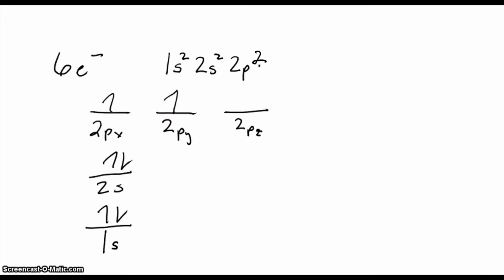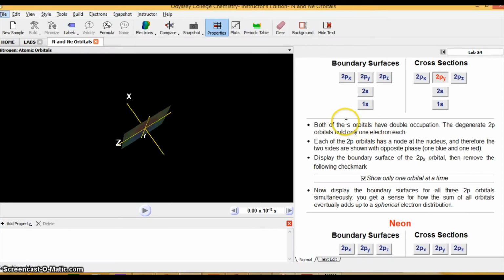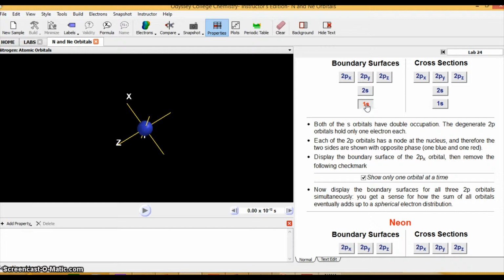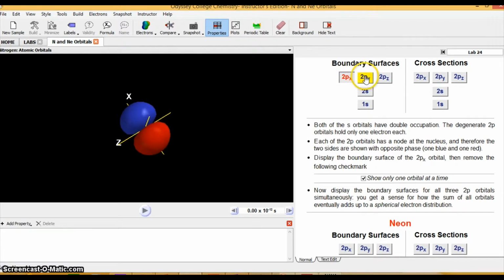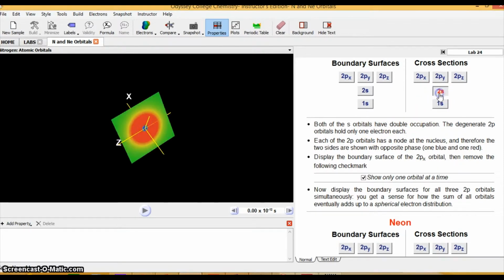Okay, so I want to stop for a second, and we're going to look at what these orbitals actually look like in Odyssey. So in Odyssey, I can say, here's my 1s, there's 2 electrons that live there, and there's 2 electrons that live in the 2s, and there's an electron that lives in the 2px, and there's an electron that lives in the 2py, but there's nothing in the 2pz, it's just empty space.